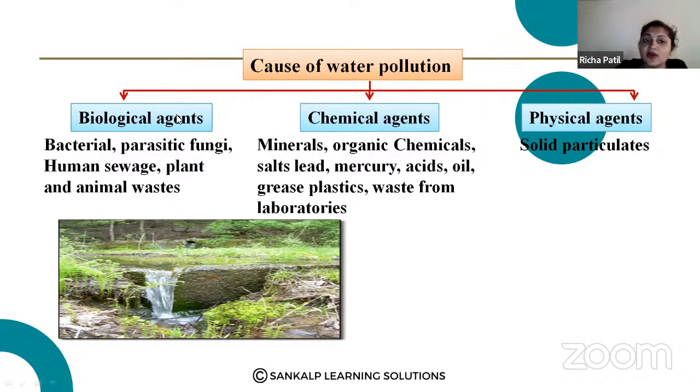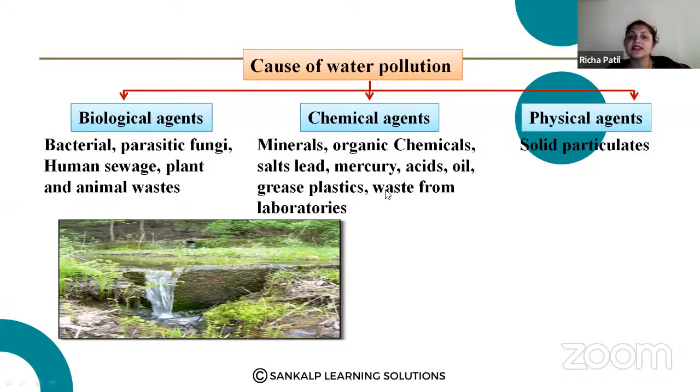So what are the causes? We'll see. There are three sources. First is biological agents, second is chemical agents, third is physical agents. Biological agents include bacteria, parasitic fungi, human sewage, plant and animal waste. These are some of the agents polluting the water. So that is biological.